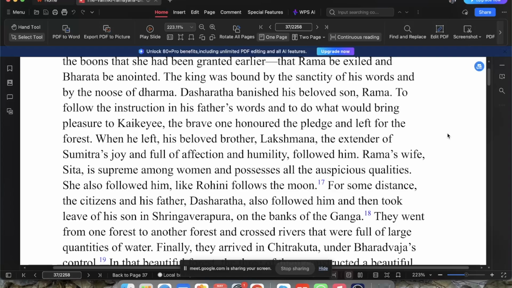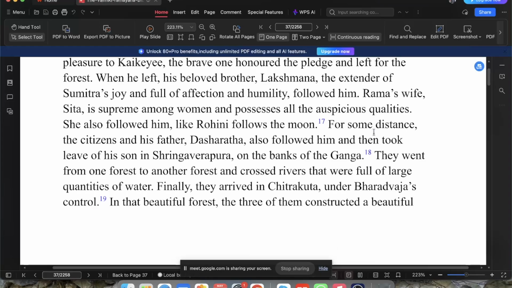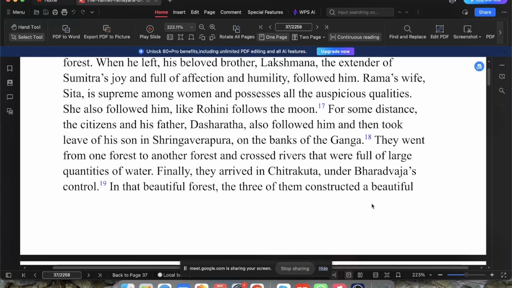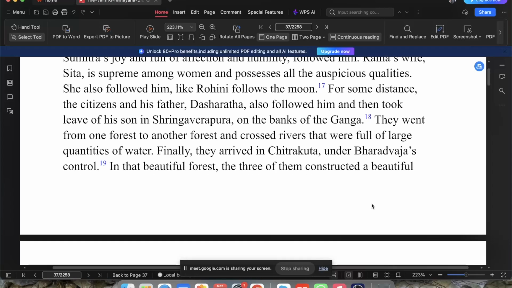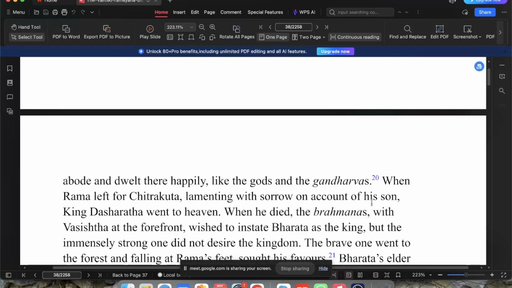For some distance, the citizens and his father Dasharatha also followed him and then took leave of his son in Shringaverapura on the banks of the Ganga. They went from one forest to another forest and crossed rivers that were full of large quantities of water. Finally, they arrived in Chitrakuta under Bharadwaja's control. In that beautiful forest, the three of them constructed a beautiful abode and dwelt there happily, like the gods and the Gandharvas.